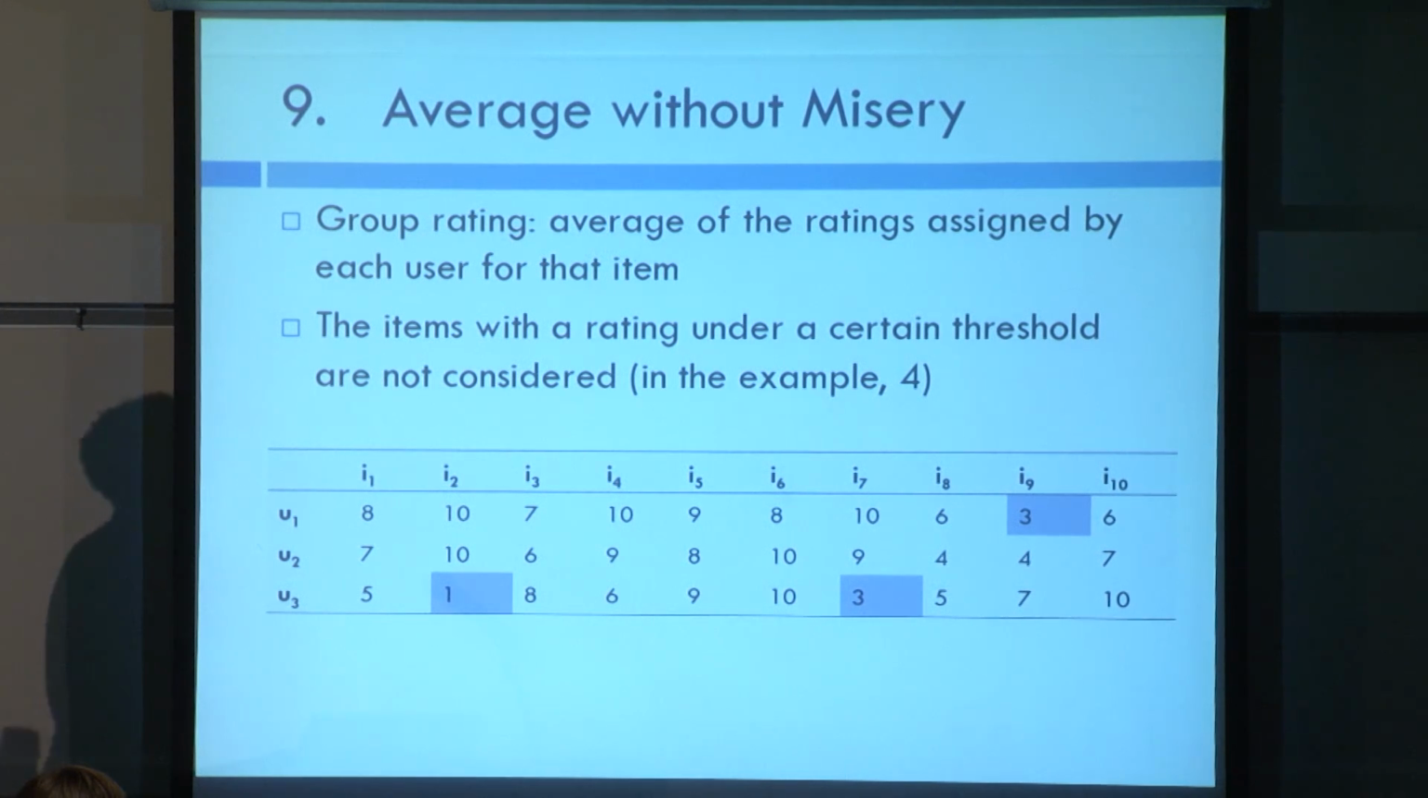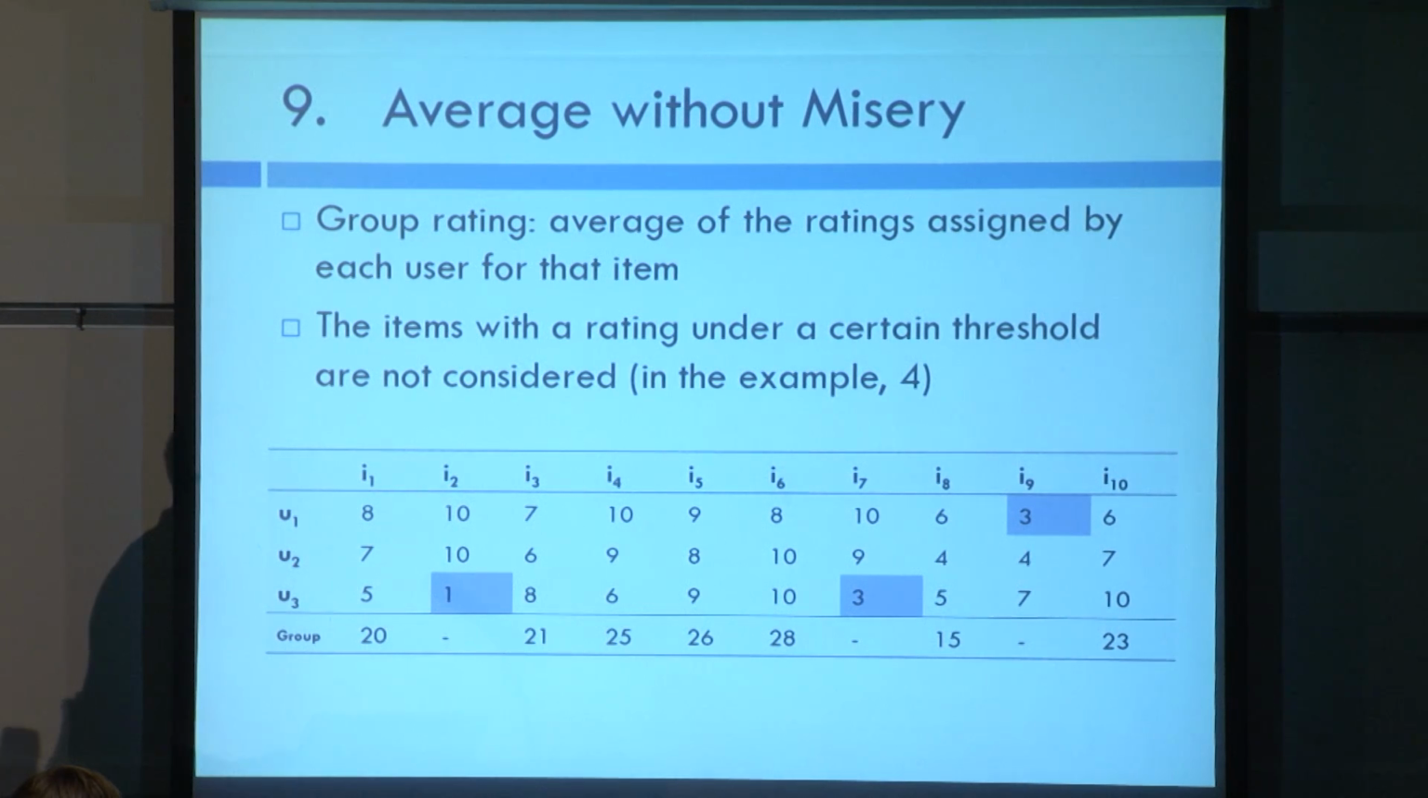Average without misery is a strategy that creates an average of the individual preferences, but it does not consider an item if it received a score under a given threshold by at least one of the users. In this example, we are going to consider all the ratings under 4, and you can see that since this item was not liked by a member of the group, its score does not appear in the group model.